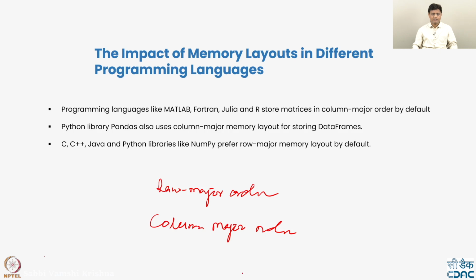If we look at MATLAB, Fortran, Julia or R, these are popular programming languages. They store matrices in column major order by default. But Python and its library like Pandas use the column major order layout for storing data frames. Now, other programming languages like C, C++, Java and Python and libraries like NumPy prefer row major order layout by default to store the elements in memory.